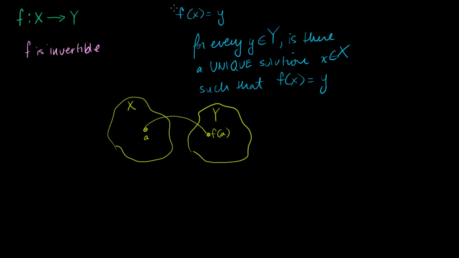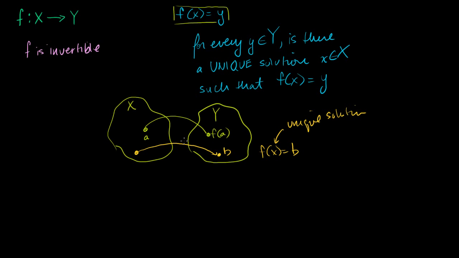Now I want to look at this equation here, and I want to know if I can pick any lowercase y in this set y, so let's say I pick something here, let's say that's b. Is there a unique solution to the equation f of x is equal to b? So first, is there a solution? Is there some x here that if I apply the transformation f to it, I get there?